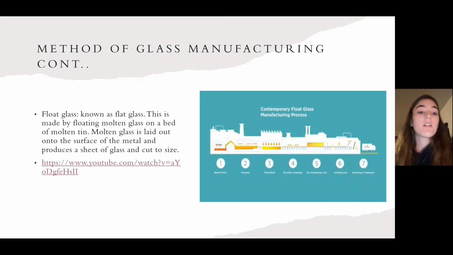Okay, so continuing off of that, here is just a simpler description of all the steps. As I mentioned before, float glass, that's the process we just went over, known as flat glass, is made by floating molten glass onto a bed of molten tin. The glass is laid out onto a surface of the metal and produces a sheet of glass and cut to size. And this picture kind of describes that process and where that all takes place. So we'll go to this video.